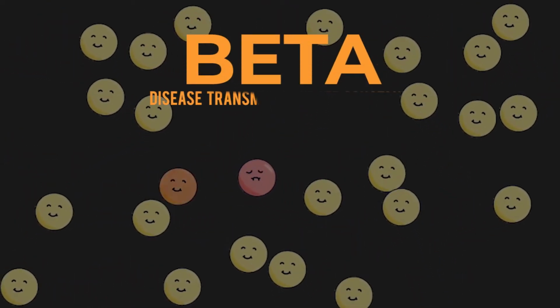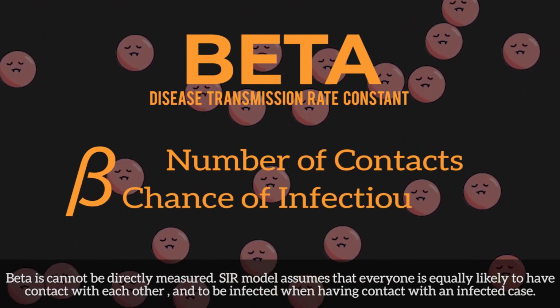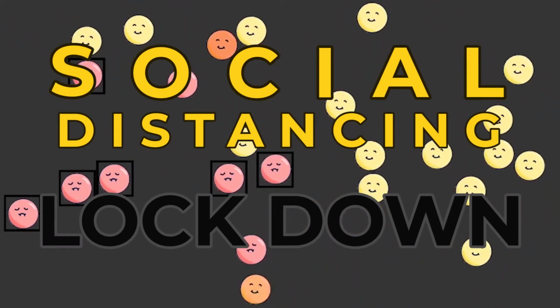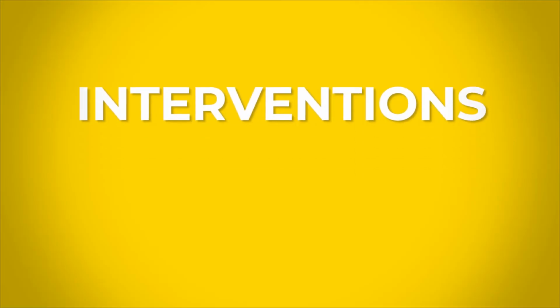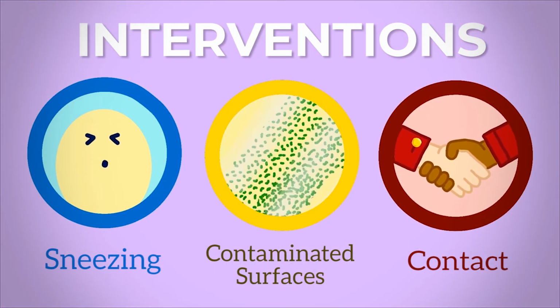Beta is a disease transmission rate constant. It can be affected by the number of contacts and the chance of those contacts to be infectious. Social distancing and lockdowns would both reduce contacts and thus reduce beta. Interventions to prevent transmissions such as wearing masks, disinfection, and better hygiene can reduce beta. These interventions would depend on the mode of transmission of the disease.